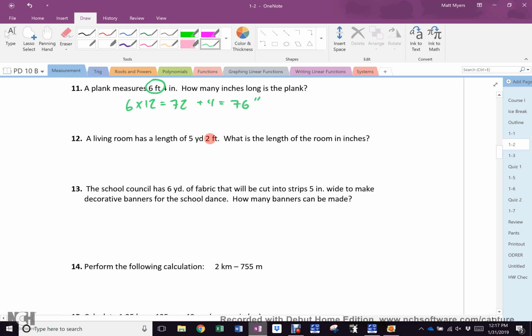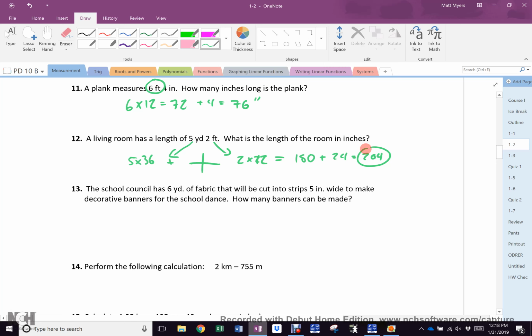5 yards, 2 feet. Well, the yards is 5 times what? How many inches in a yard? 36. Plus the feet is 2 times 12, to get 72. Not 72, you idiot. 5 times 36, which is 180, plus 2 times 12, which is 24, which is 204.